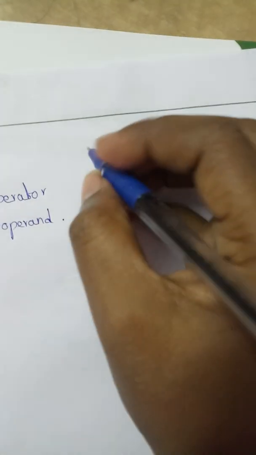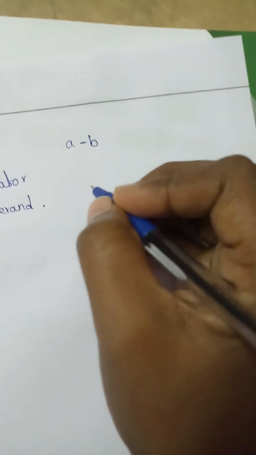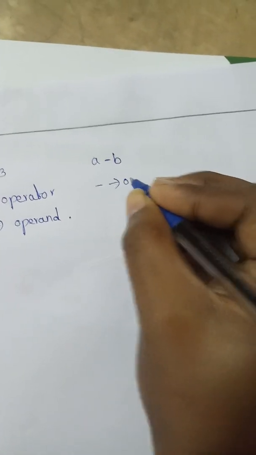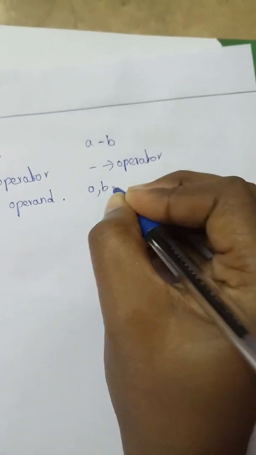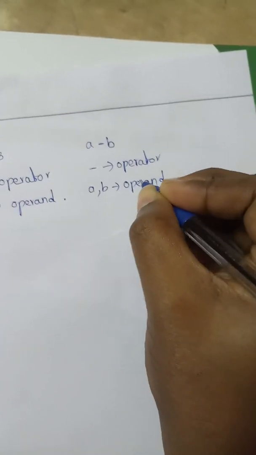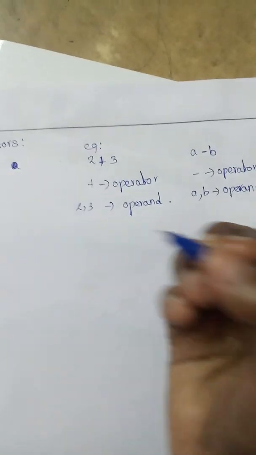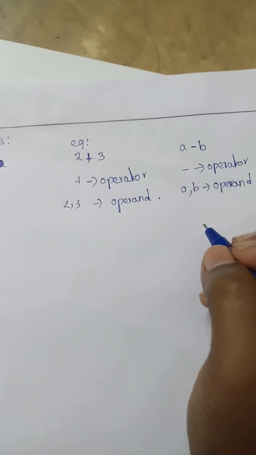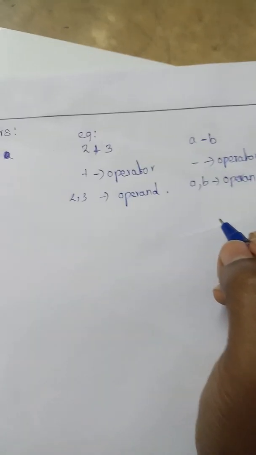And also here I am taking the example A minus B. So here what is the operator and what is the operand? Minus is the operator. A comma B is the operand. Okay, this is the difference between operator and operand. The operand can be numbers or letters, but the operator should be a symbol.